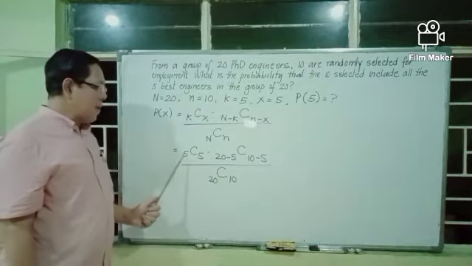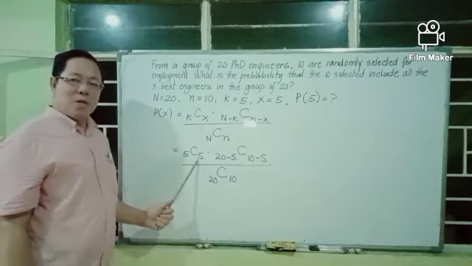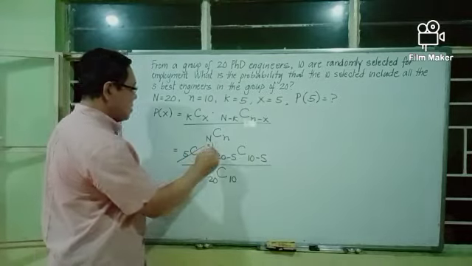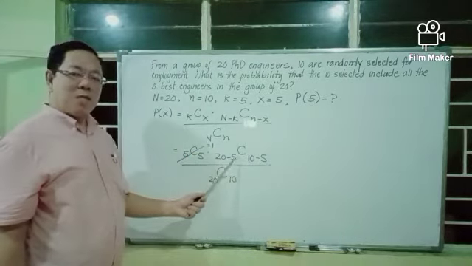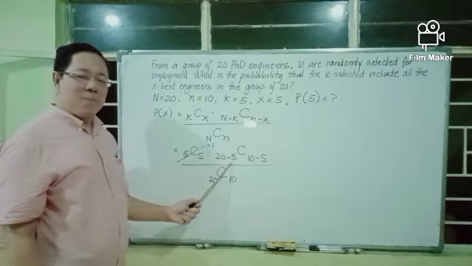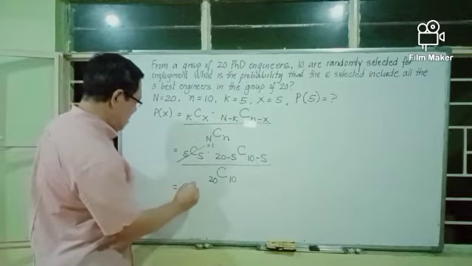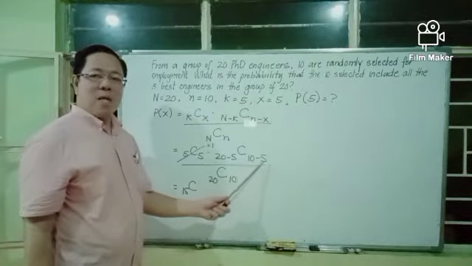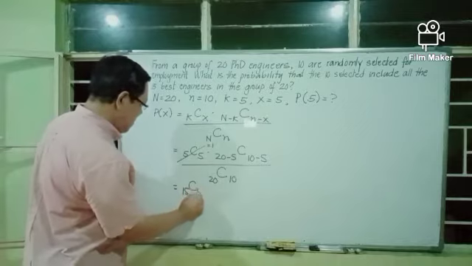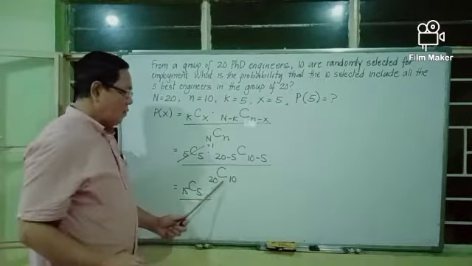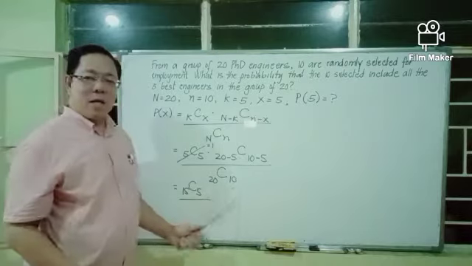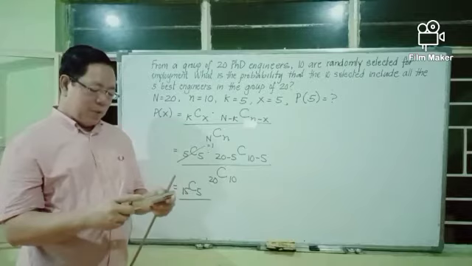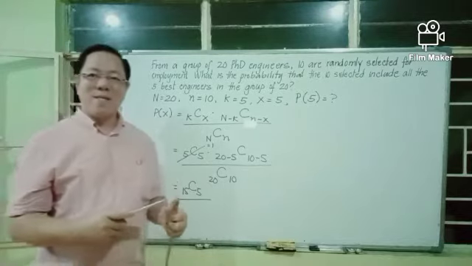And combination of 5 taken 5 using your calculator is equal to 1. And this simplifies to combination of 15 taken 5, since 20 minus 5 is 15, and 10 minus 5 is 5, over combination of 20 taken 10. At a time using our calculator, we compute the combination of 20 taken 10.